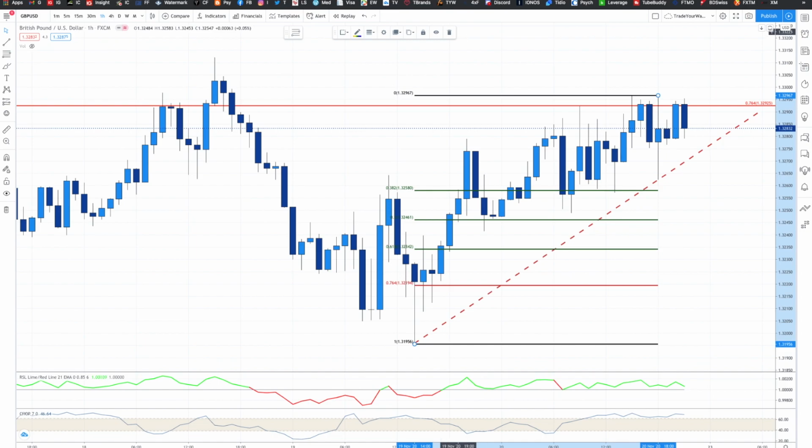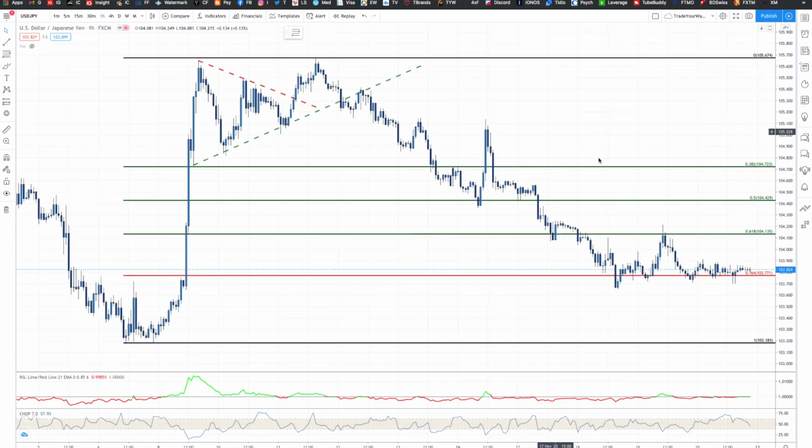I've gone into quite a bit of detail there with the pound dollar, because this is a current setup that I'm quite excited about. We have Brexit in the pipeline and trying to sort the deal, so it's quite exciting to see what happens next.